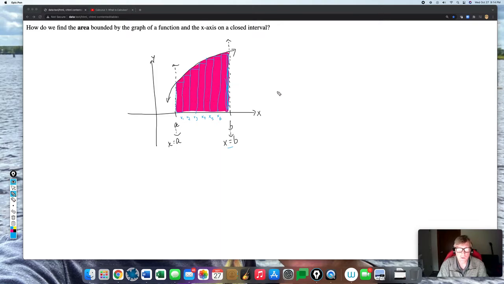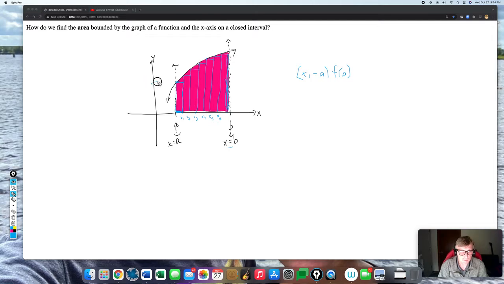So how would you find the areas of these 7 rectangles, right? Well, for each one, what you'd have to do is take the width of the rectangle, which is the difference between x1 and a. So that would be the width across the bottom, and then the height of the rectangle. Well, the first one would be f of a, right? That height is whatever the y coordinate is at x equals a, right?